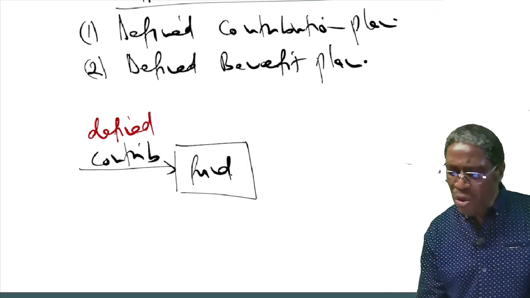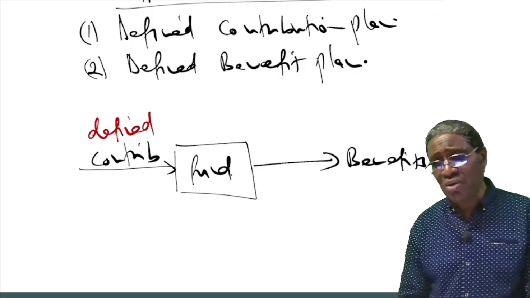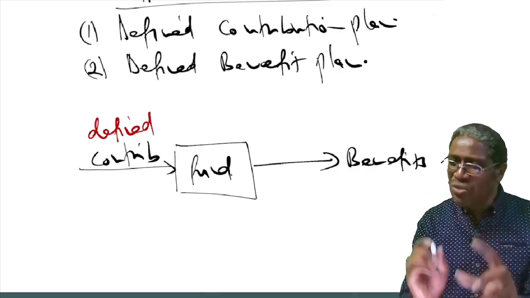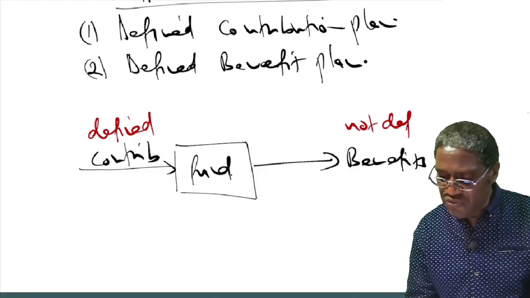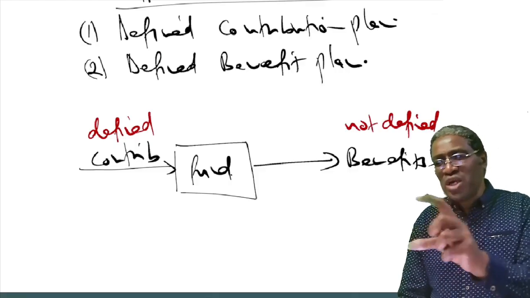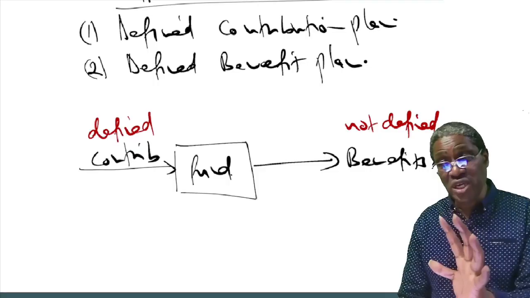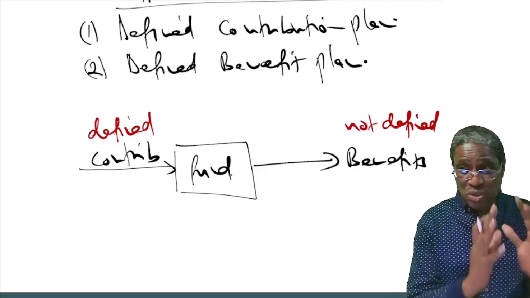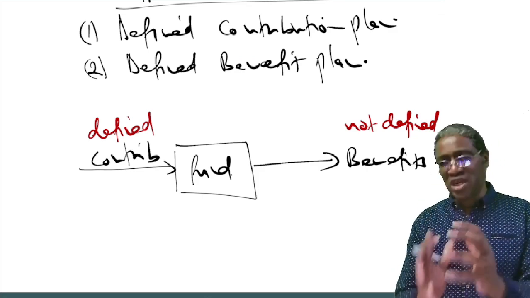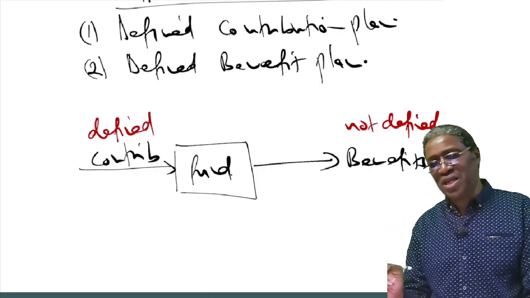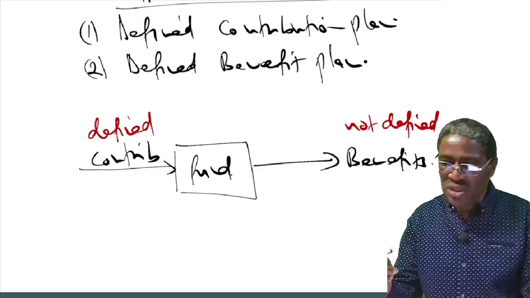Listen, but how much the employees will take home at the date of retirement, 10 years from now, 20 years from now, the amount of the benefit in this approach is not defined. That means you don't know in advance how much the employees will take home at the date of retirement. So in a defined contribution plan, the contributions are defined. They are known in advance. But the benefits that the employees will take home at the date of retirement are not defined.